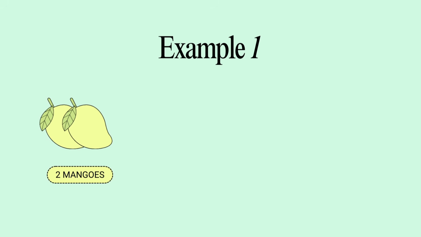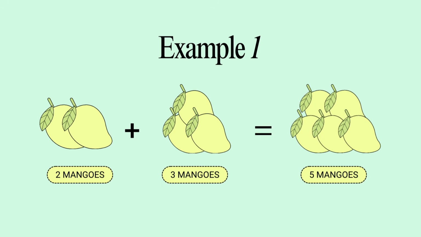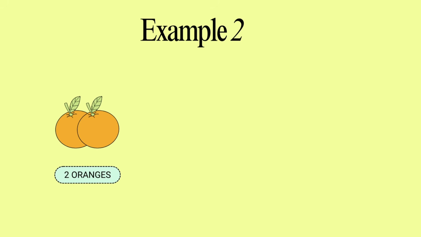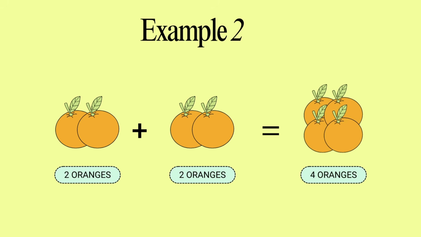See some more examples. 2 mangoes plus 3 mangoes equals to 5 mangoes. Another example. 2 oranges plus 2 oranges and their sum is 4 oranges.